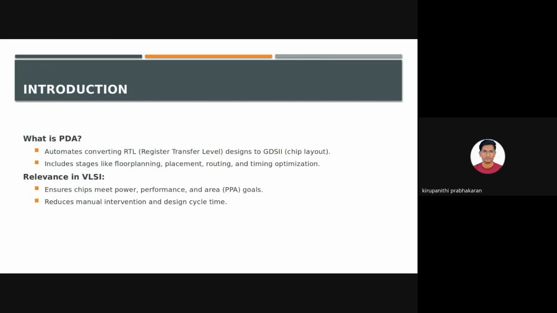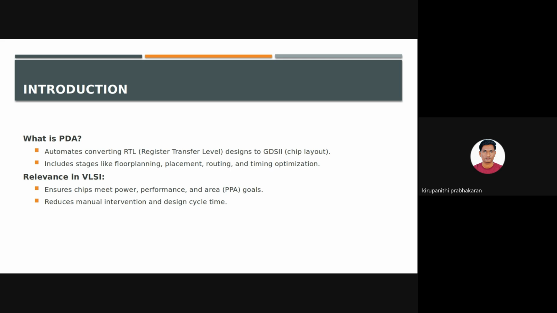What is physical design automation? Physical design automation refers to the process of automating the steps required to convert the circuit design written in RTL, that is register transfer level, into a physical layout format called GDS2. The RTL design describes the logic and behavior of the circuit, while the GDS2 is the final layout used for manufacturing the semiconductors. The PDA ensures this conversion process is efficient, accurate, and optimized.